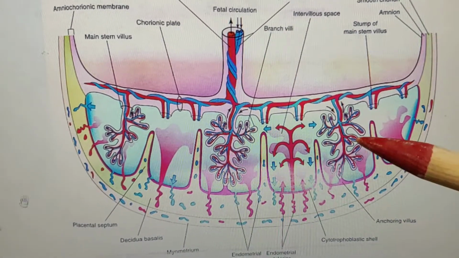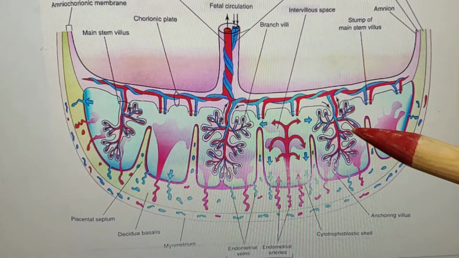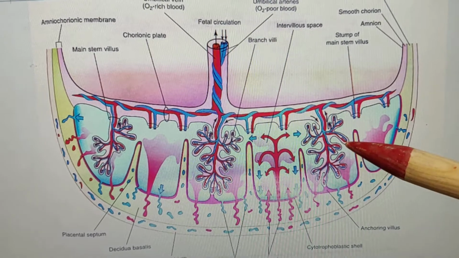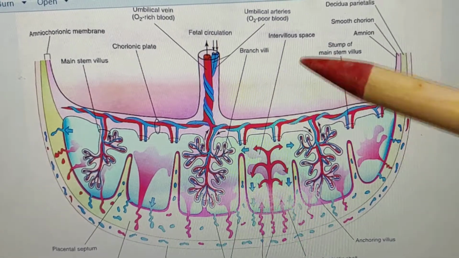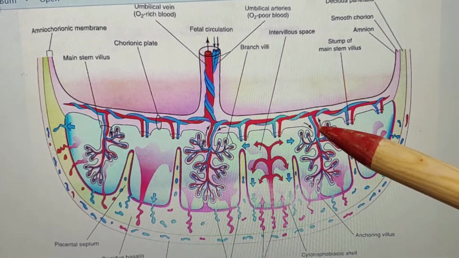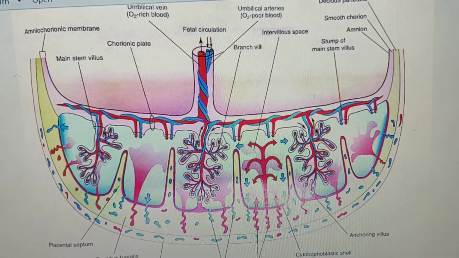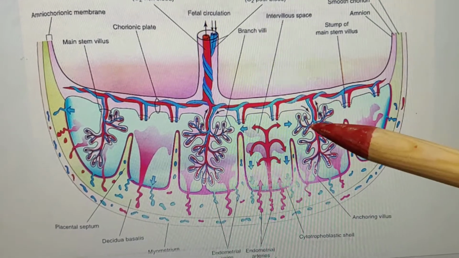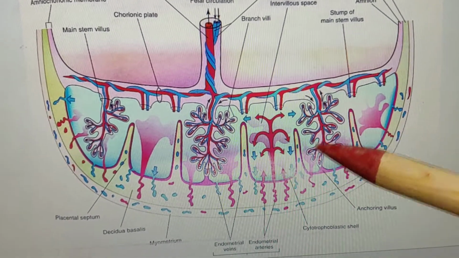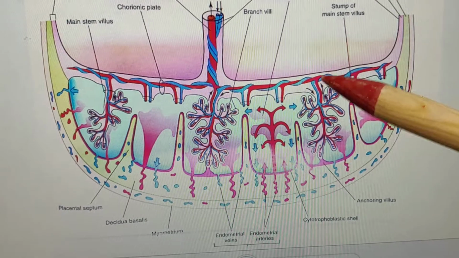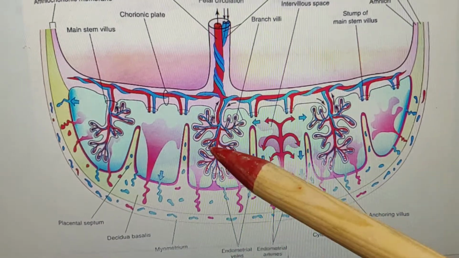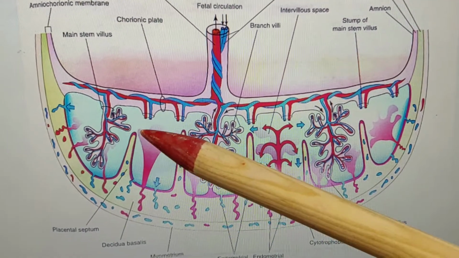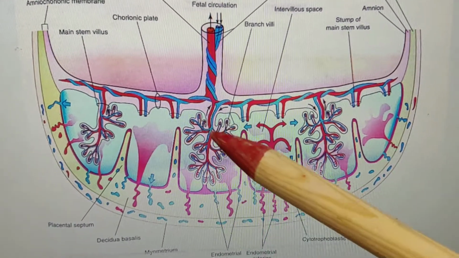So this villi undergoes a branching pattern. The main stem is known as the truncus. The first branch is the ramus, and the branch from the first branch is the ramuli. So it is the truncus, ramus and the ramuli. It is the villi, and we know through this villi the fetal blood circulates.